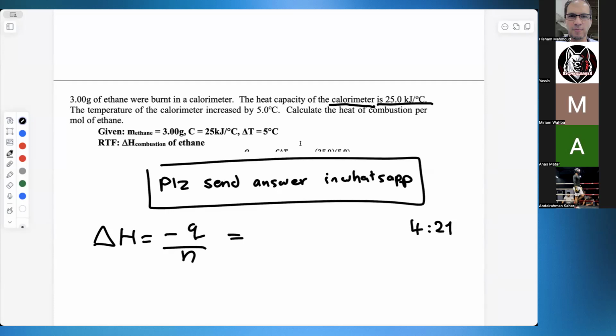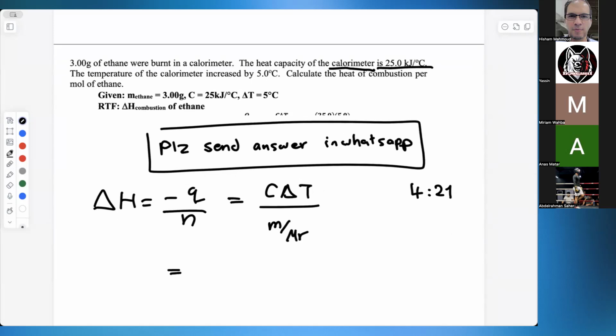So I basically will multiply the C, which is the specific heat capacity, which is 25 kilojoules, and then I will multiply it by the delta T. So let me write the rule first. I need to multiply the C by the delta T, and then the n. The n is again the mass over the molar mass of the fuel being burned. So the C is equal to 25, and the change in temperature is equal to 5 degrees, in kilojoules per degree Celsius.